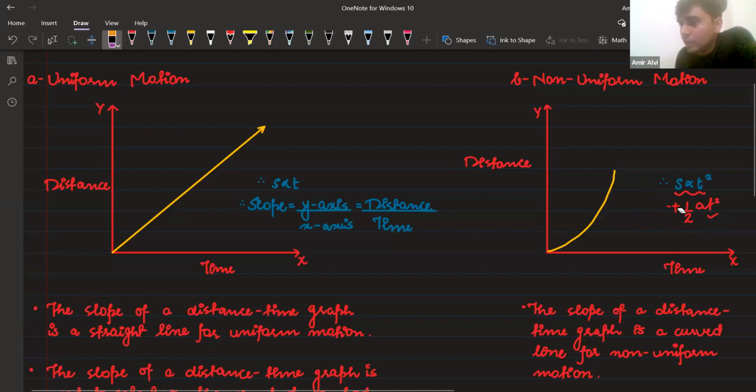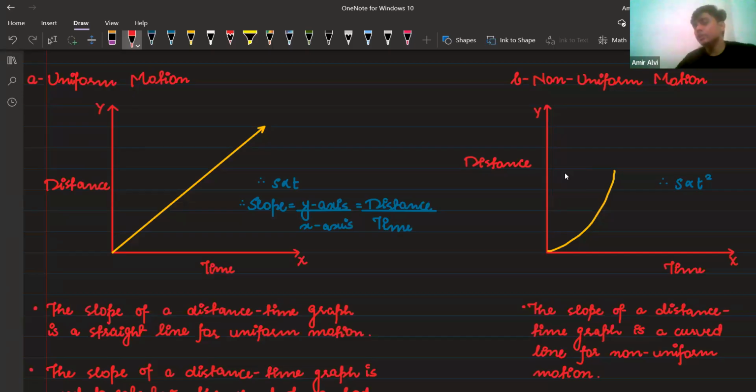That's why the distance and time graph of the accelerated motion is non-uniform. It's a curved line. Now, did you get my words? Because the distance traveled will not be equal. It will keep increasing as time passes. Yes or no? Yes, sir. Okay. So this is the second thing. We are only going to study the uniform motion graph, this one, not this one.